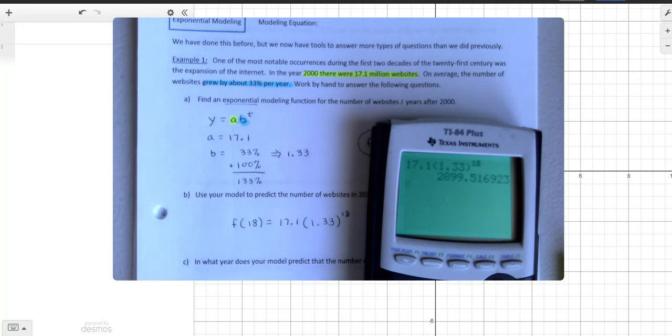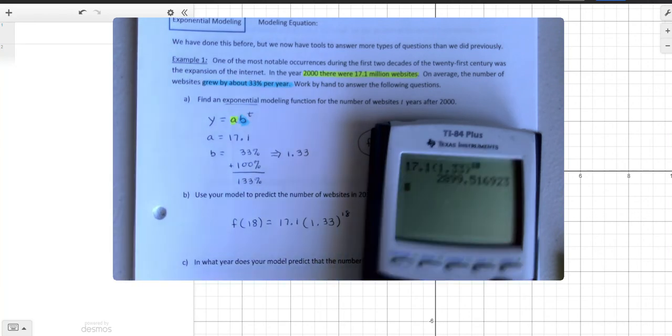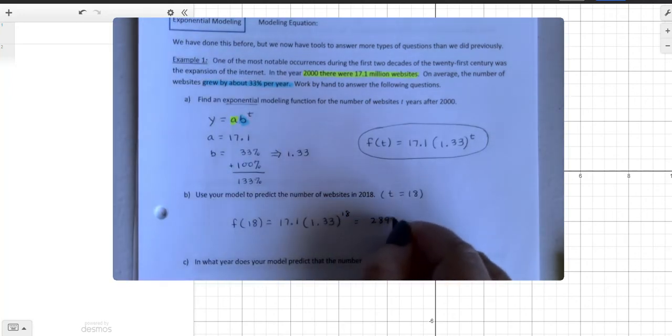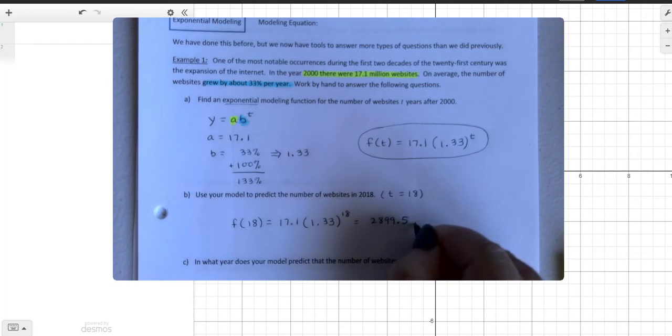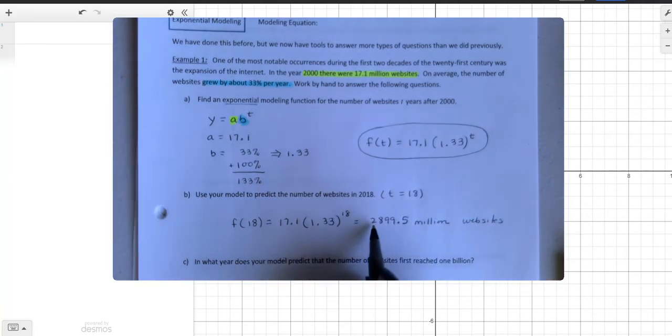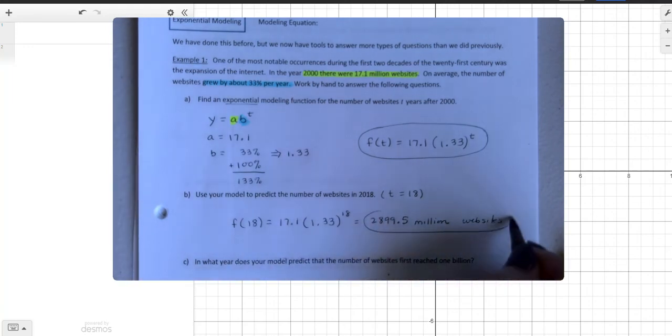I'm going to call that 2,900. Actually, I guess they kept one decimal place, so I can do the same: 2899.5. And that would be million websites. Notice that that's actually 2,899,000,000, so almost 3 billion. That's what we're looking at there.